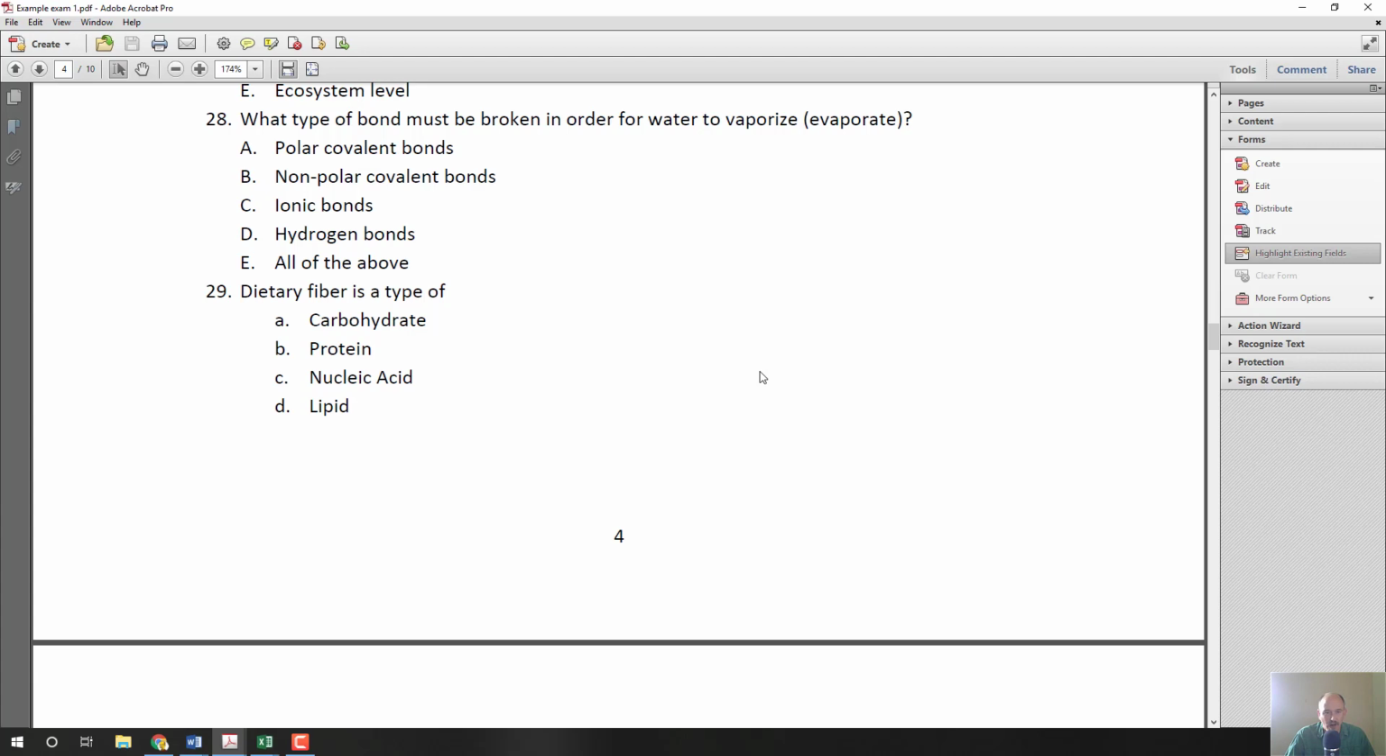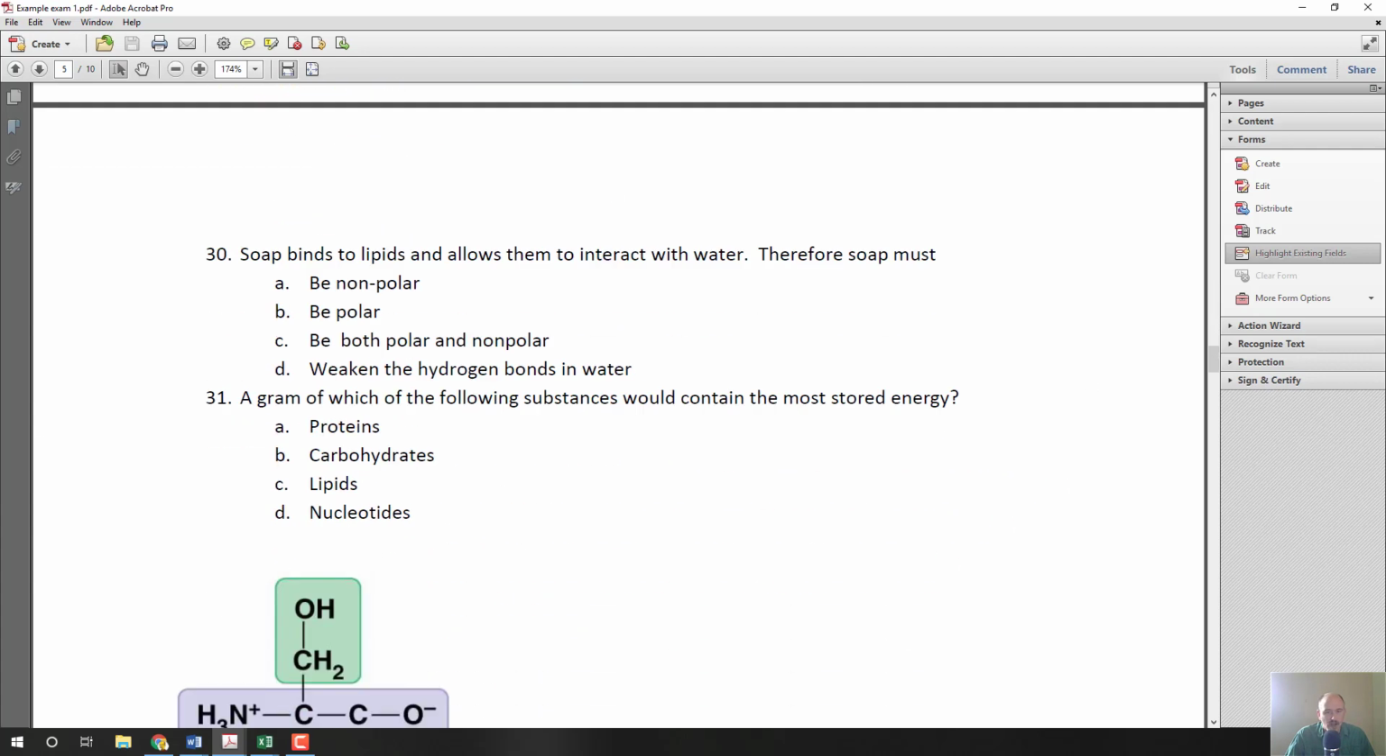And that's A, carbohydrate. Number 30. Soap binds to lipids and allows them to interact with water. Therefore, soap must be what? Soap must be C, both polar and nonpolar. It interacts with both. It's amphipathic, as you read in your lab manual when we talked about ethanol.